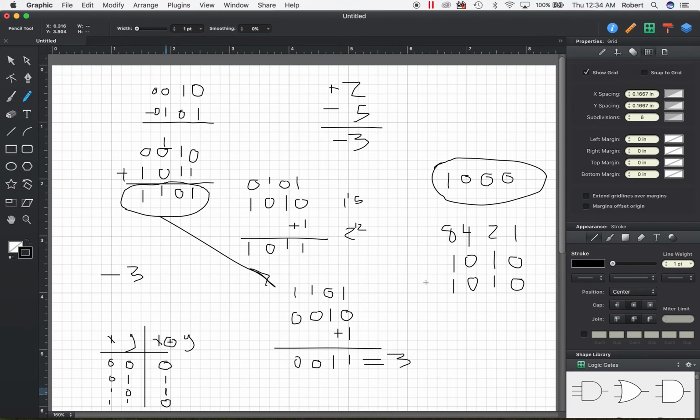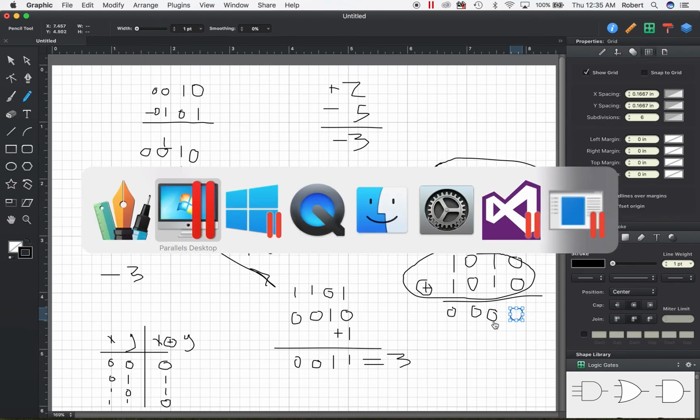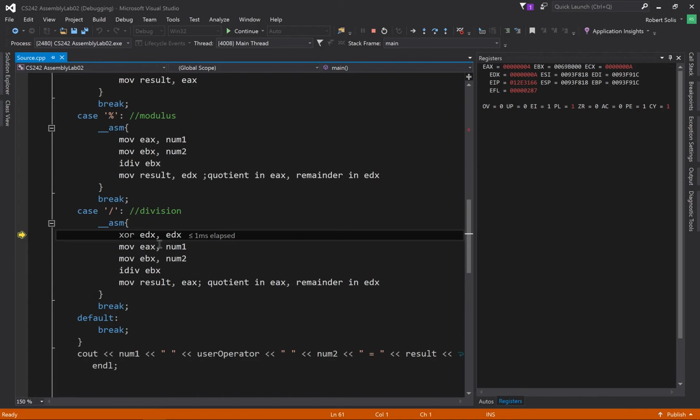Notice over here, if I exclusive OR these two, what is the answer? Okay, bits are the same, 0. Bits are the same, 0. Bits are the same, 0. Bits are the same, 0. So isn't this interesting? What does exclusive OR do? It clears. Look at this, it clears. So if I go back over here, do you now know what I'm doing to the EDX register? I'm clearing it. When I exclusive OR EDX by EDX, what happens?